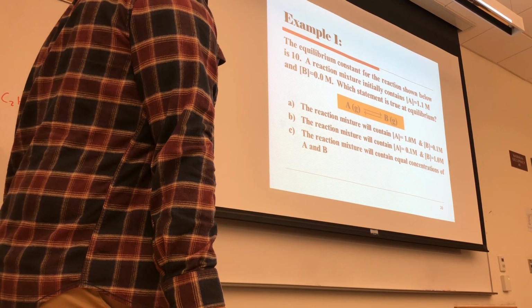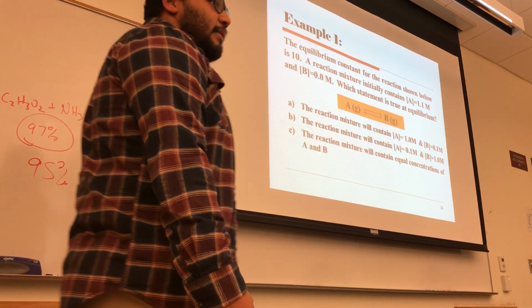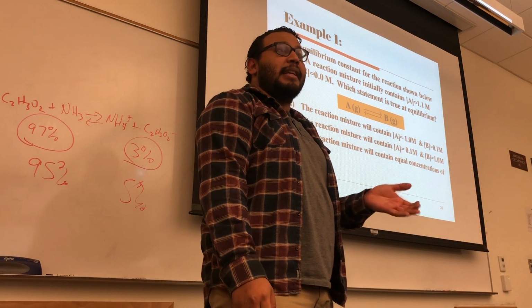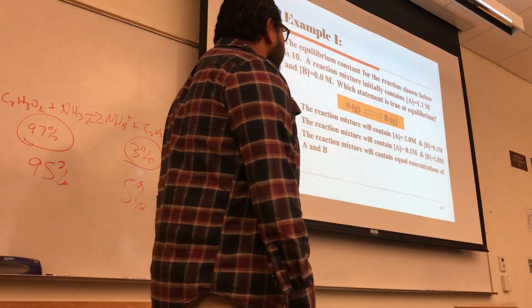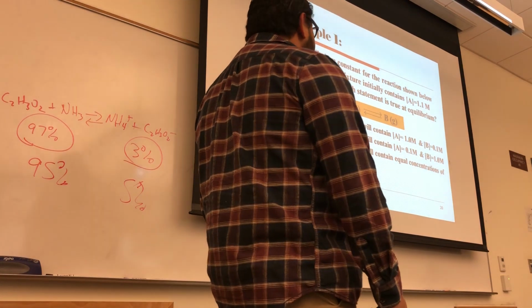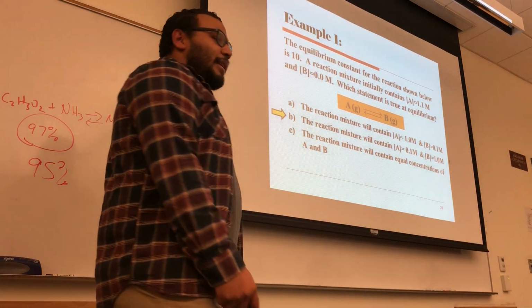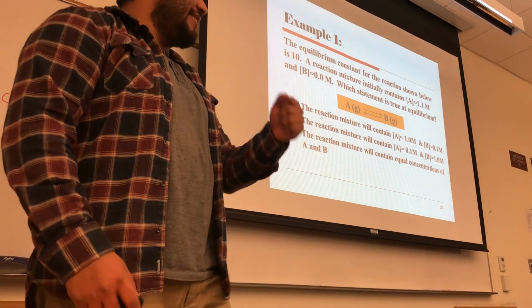In which case, which of these products over reactants will yield an answer of 10? 1 divided by 0.1. So 1 divided by 0.1 in this case, that's B. So get used to dividing by fractions, or dividing by decimals.